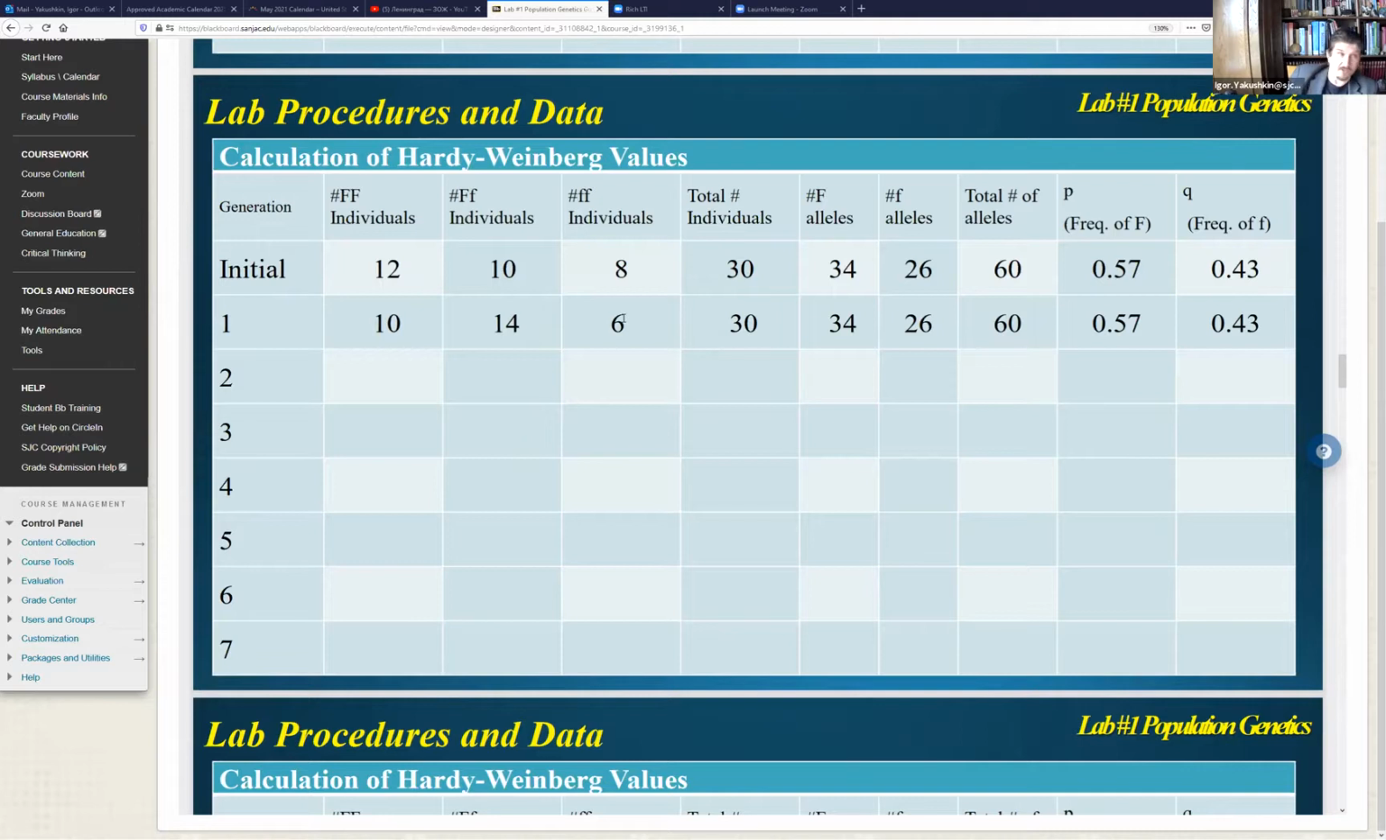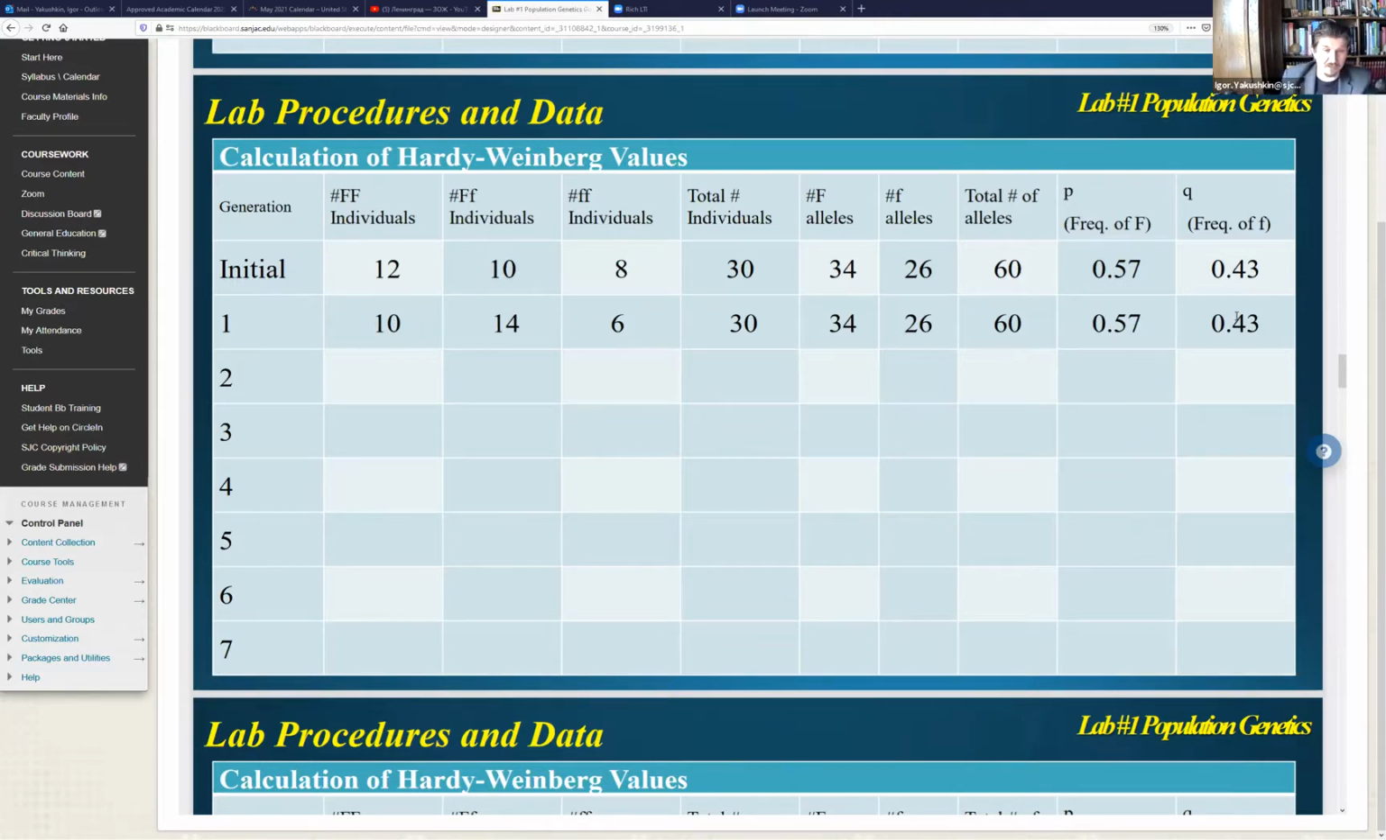Did it change? Yes, phenotypically, yes, but let's take a look. Number of individuals is the same. Total number of alleles, if you calculate 20 plus 14, still 34. 14 plus 12, still 26. The frequency of capital F did not change. The frequency of lowercase f did not change whatsoever. What we can say is that this particular population is most likely in a Hardy-Weinberg equilibrium. But maybe it was a fluke.